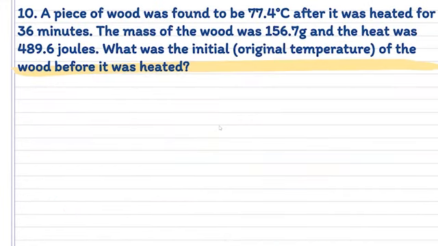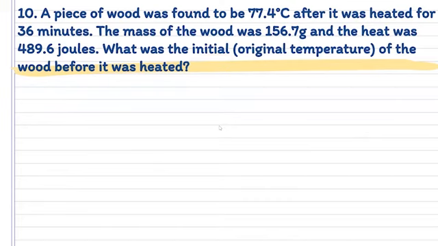Last but not least, we have number 10 that says a piece of wood was found to be 77.4 degrees Celsius after it was heated for 36 minutes. The mass of the wood was 156.7 grams and the heat was 489.6 joules. What was the initial temperature of the wood before it was heated? So annotating to see what we were given, we are told that 77.4 degrees Celsius, it was after. So then that's going to be my final temperature. We are told the mass of the wood. We are told the heat that was added. We want to find initial temperature.